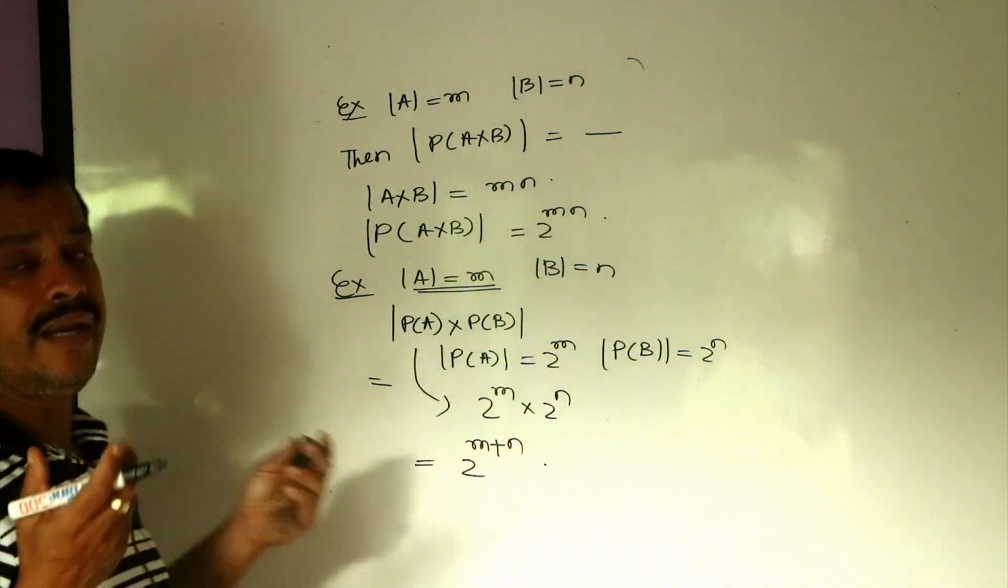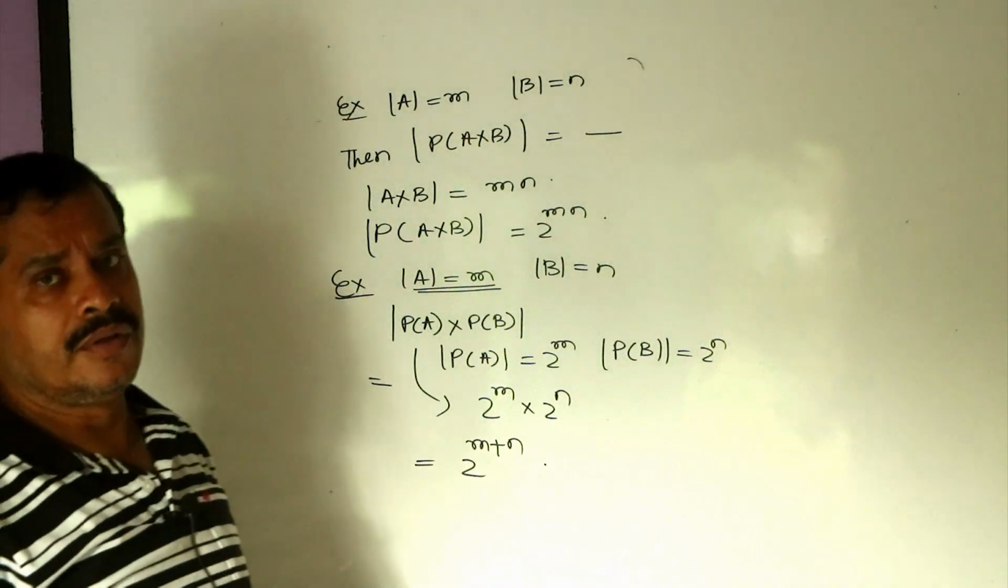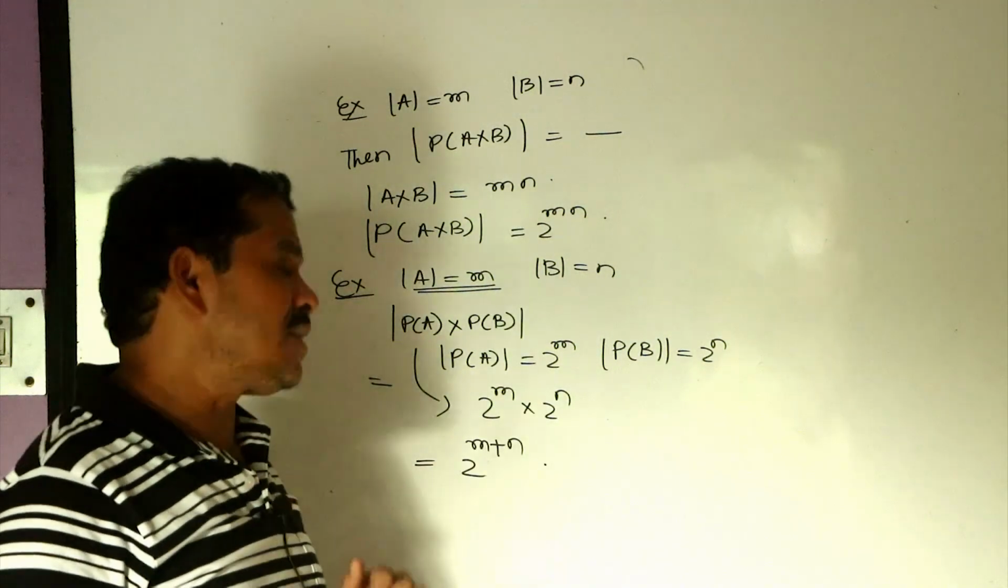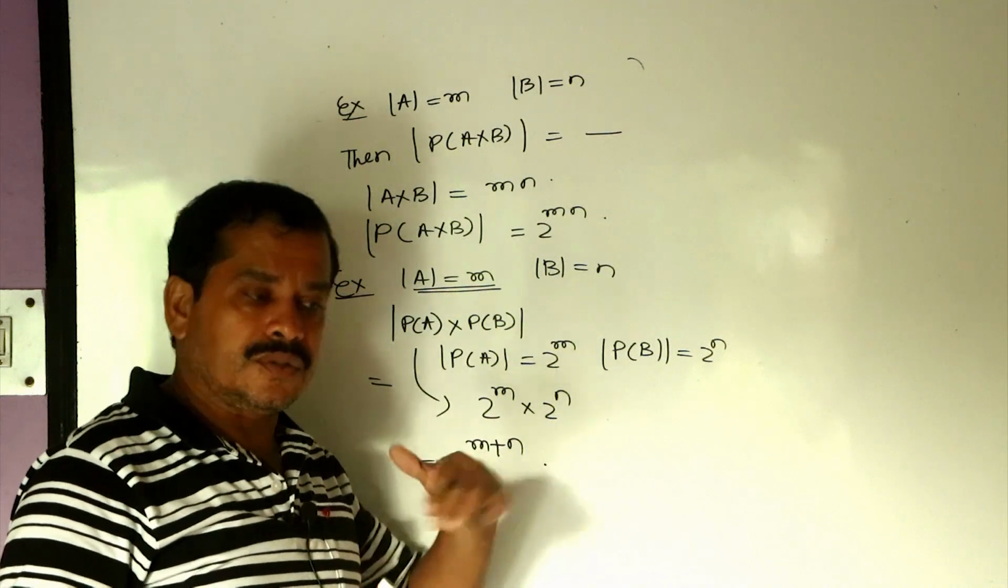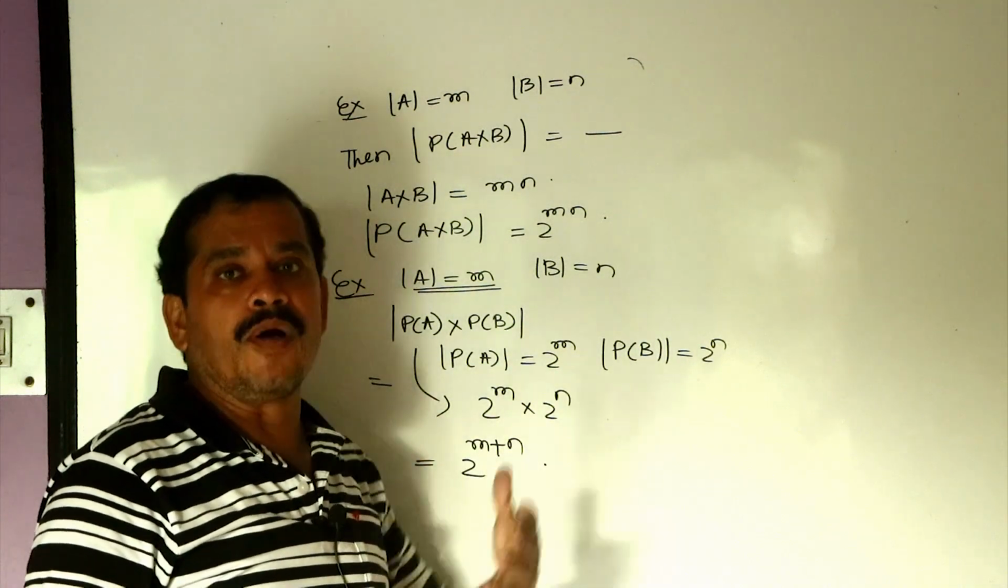So it is a very easy article for you. That is the cross product of sets. You just go through your textbooks and solve more problems.